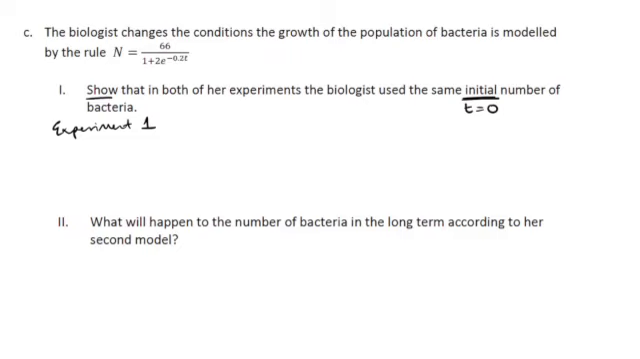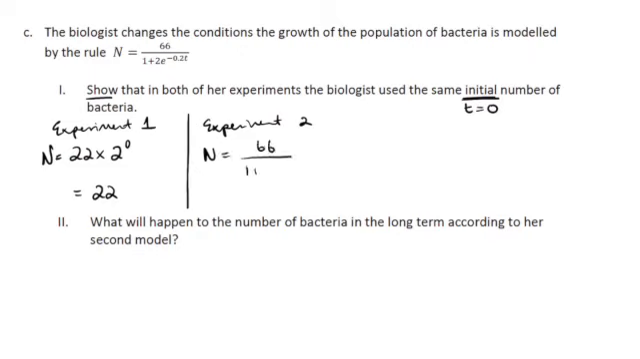Experiment 1 was our equation 22 times 2 to the power of t. Because it's initial, we're just going to make it 2 to the power of 0. 2 to the power of 0 is 1, so that will just be 22. For experiment 2, we're going to do the same thing where we're going to make t equal to 0. So that's N equals 66 on 1 plus 2e to the power of negative 0.2 times 0.